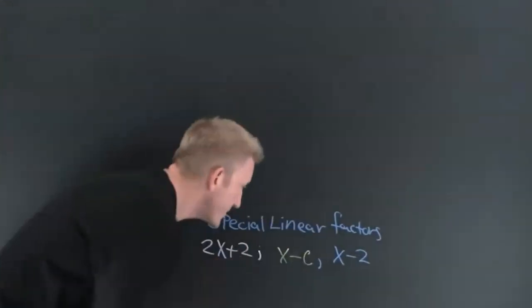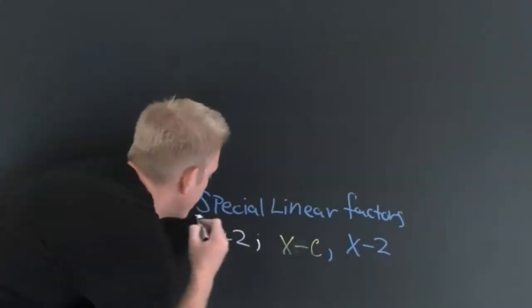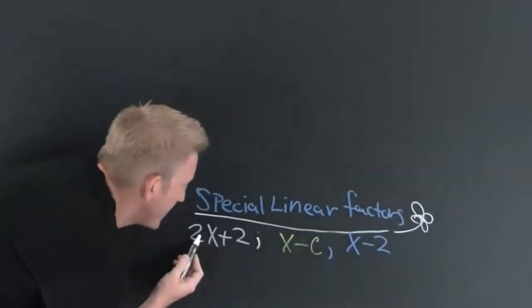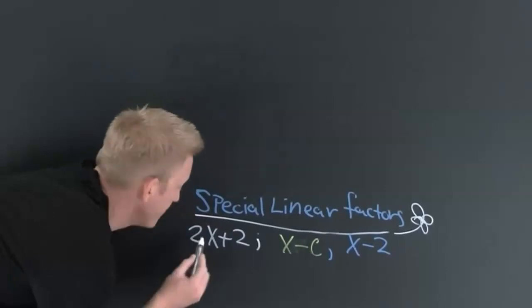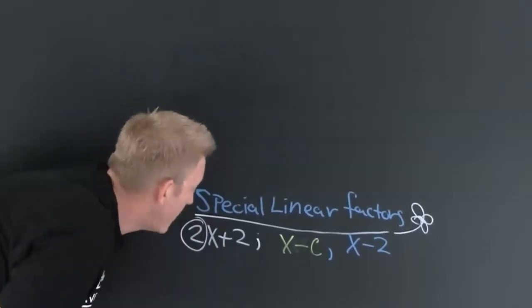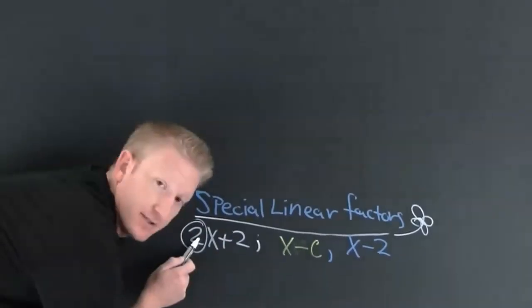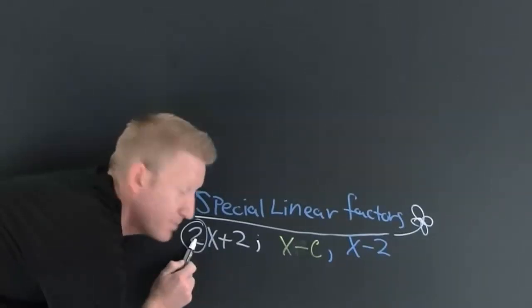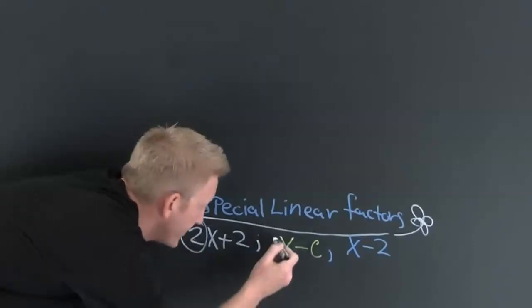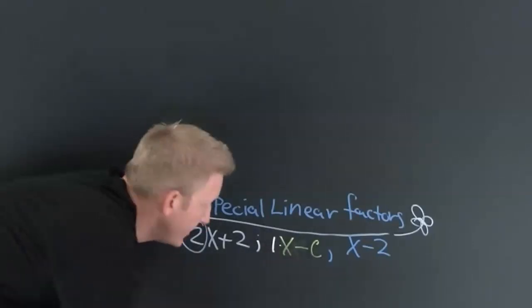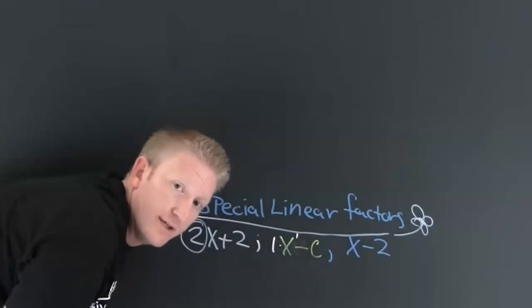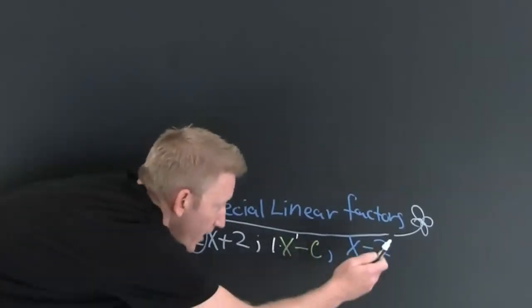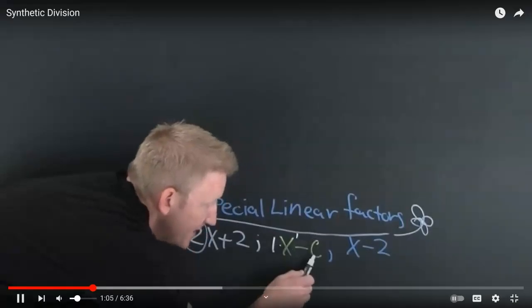All right. Special linear factors. Something like these guys. Okay. This is not a special linear factor. Why? Because the leading coefficient of my variable is not 1. What makes a special linear factor? A special linear factor has coefficient 1 and degree 1. An example of a special linear factor is x minus 2. This is x minus c.